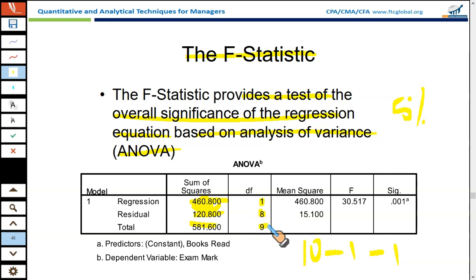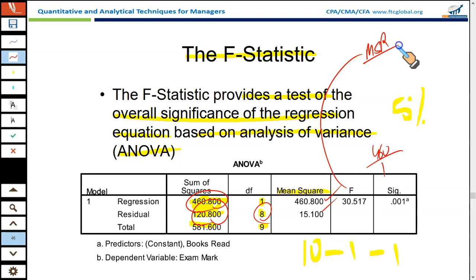Degree of freedom 9. Then what we have here, mean square. This is basically 460 divided by 1, and 120.8 divided by 8 gives you 15.1. Okay. F statistic. How do you calculate it? It's mean square regression divided by mean square error. That is 460.8 upon 15.1, and it gives you 30.517.